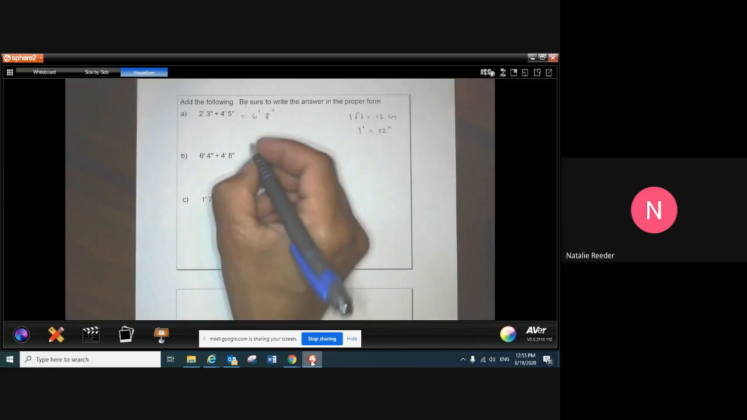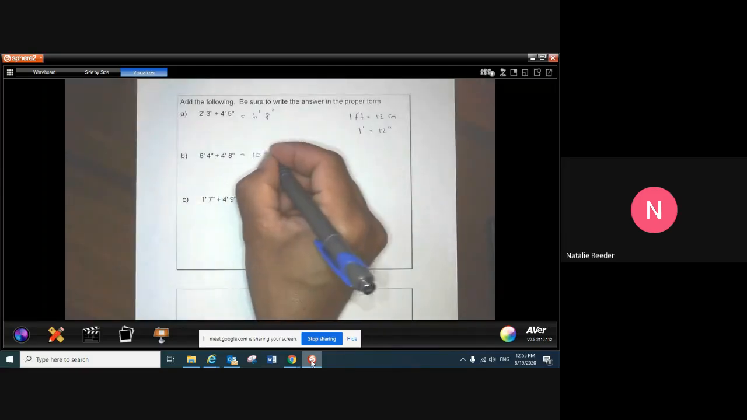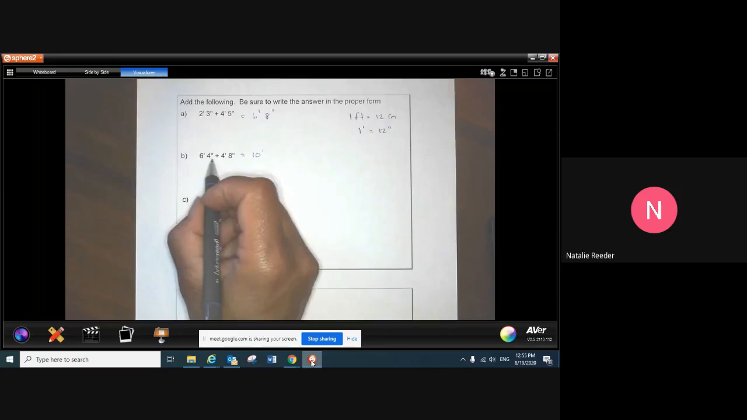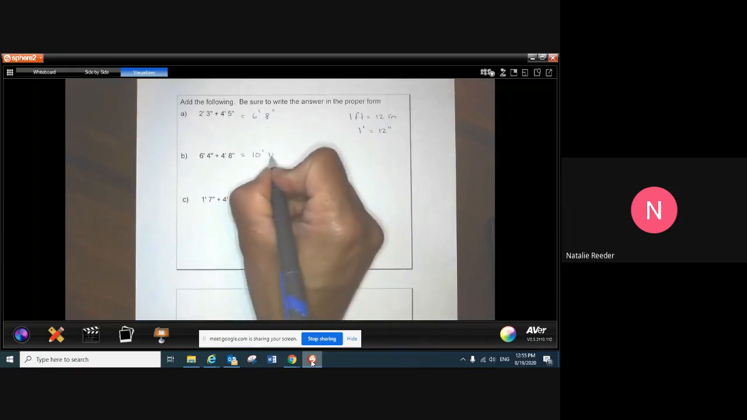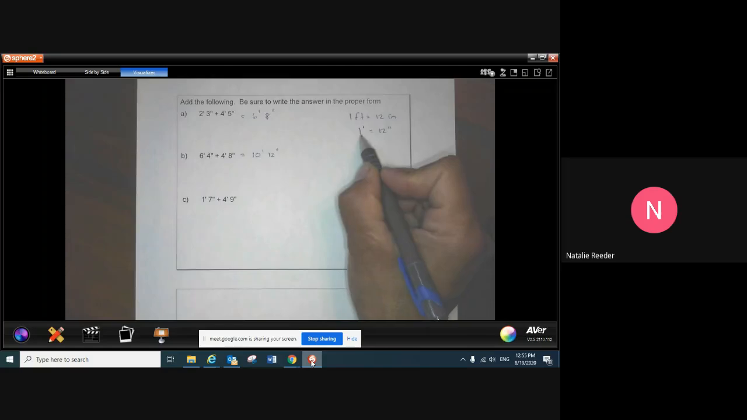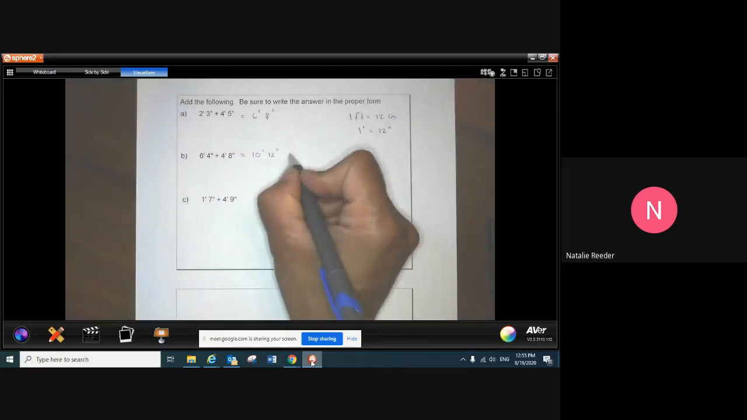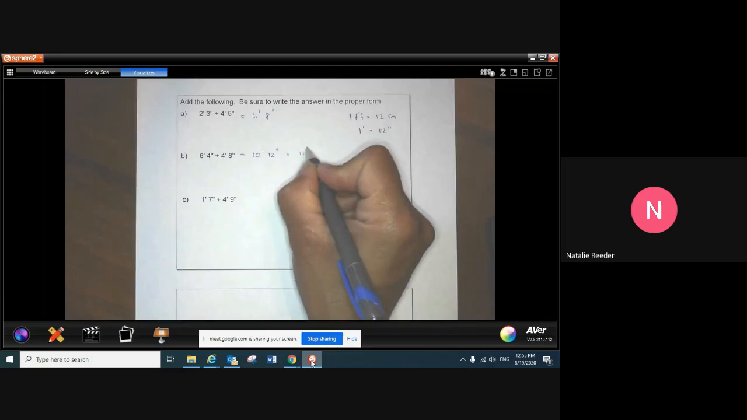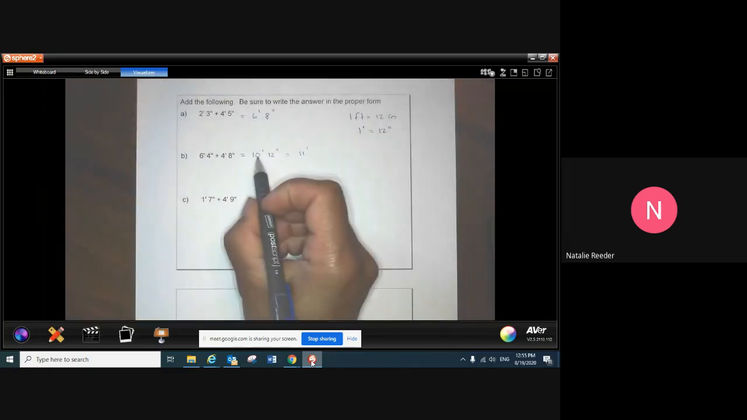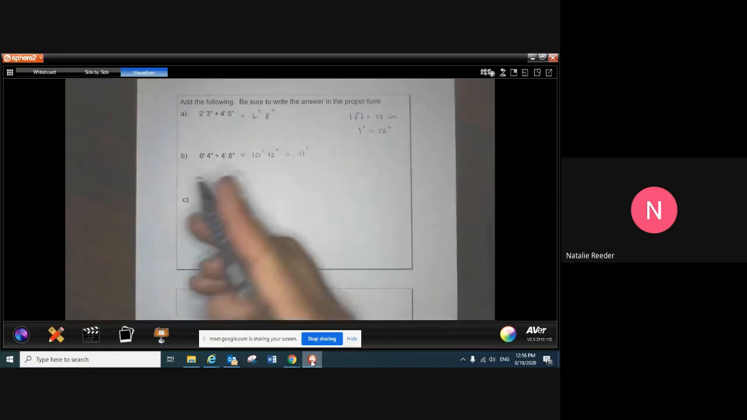The next one, if I add 6 feet and 4 feet, that gives me 10 feet. And 4 inches and 8 inches gives me 12 inches. But this 12 inches is equivalent to 1 foot. So if 12 inches is equal to 1 foot, then I actually have 11 feet. I have 10 feet here and I have 1 here, so that gives me 11. That's how you simplify it.